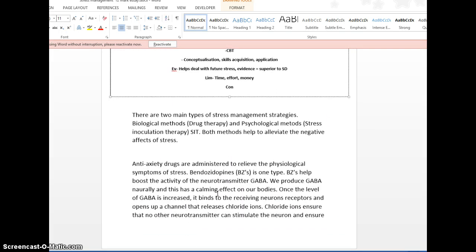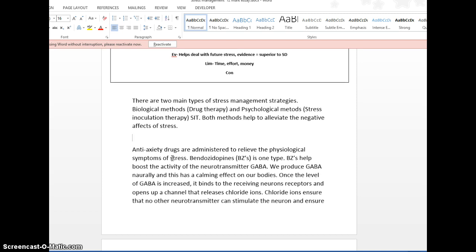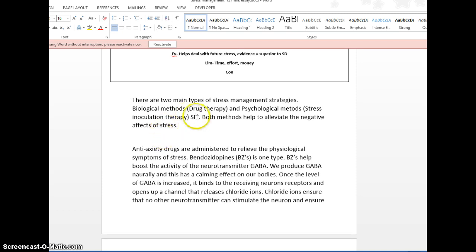And then I can start off with my main essay. Now, I'll start off by just very briefly detailing that there are the biological methods, drug therapy, and psychological methods, stress inoculation therapy, SIT. So both methods help to alleviate the negative effects of stress. There's a brief introduction here. You don't really need to go to town on it. It's not really necessary.